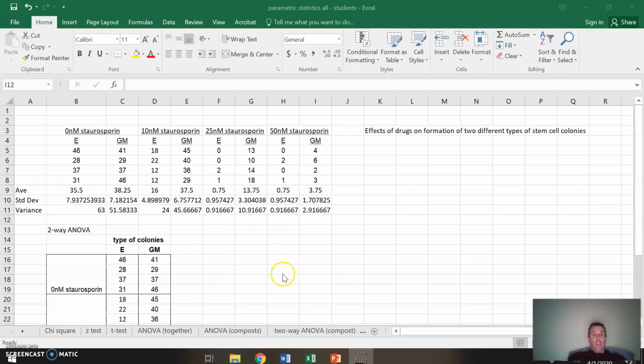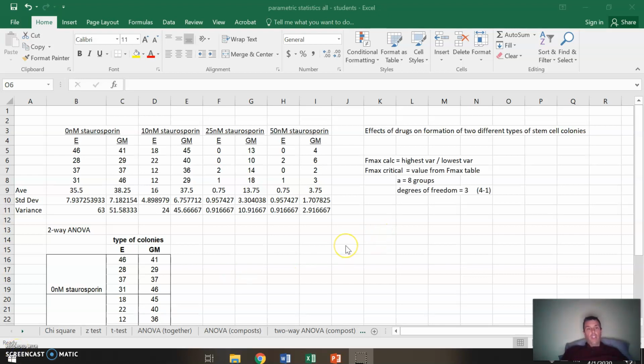So this is from an experiment that we actually do in advanced cell biology, where we're looking at the effects of the drug staurosporin on the formation of stem cells, two different types of stem cell colonies. So we have erythroblasts and granulocyte monocytes. So we basically have our situation for a two-way ANOVA here, because we have two variables. We have the amount of drug, variable 1, and then we have the type of colony, variable 2.